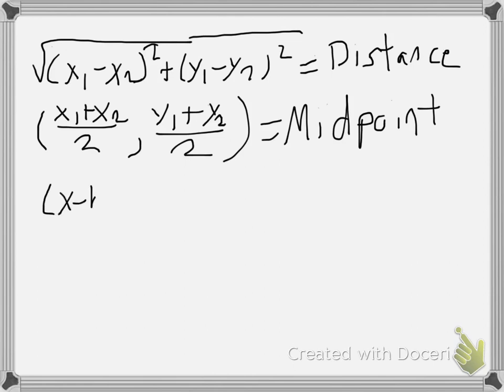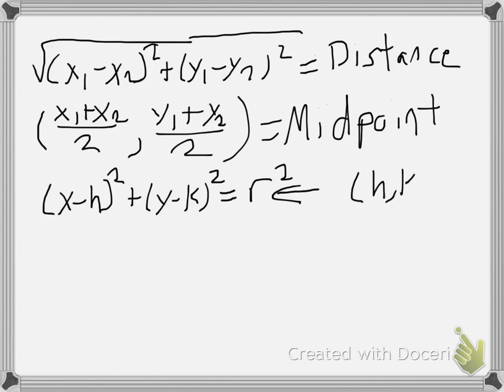And then you have the standard form of your circle, which, as we've said before, is (x minus h) squared plus (y minus k) squared is equal to r squared. The biggest thing here, a lot of students forget that this is r squared, okay? And the other thing that happens is that they also forget that (h, k) is the center of the circle, okay?